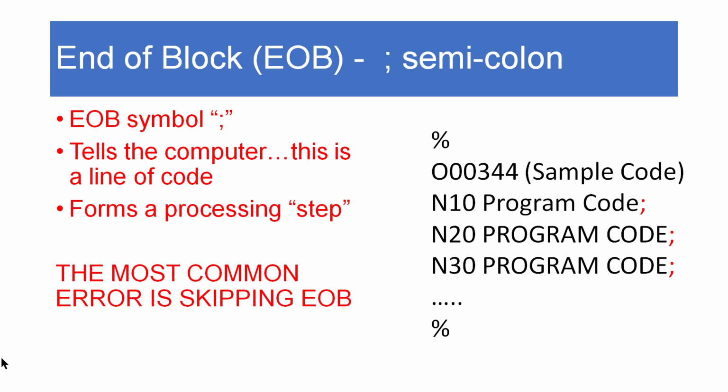That is not in any way related to a line on the display. I can have a piece of program that extends past one line, past the number of characters available in the display, but the end of block marker marks the end of that processing step. So that's an end of block marker. Easy to forget. Also easy to put in the wrong thing, like a colon instead of a semicolon or a comma. Those will all create errors.